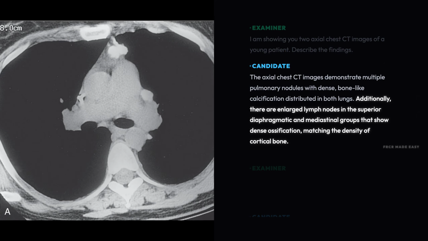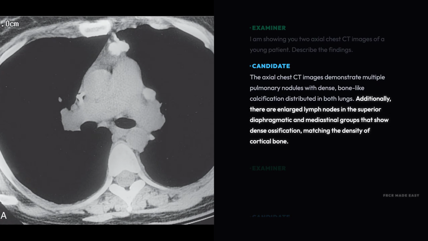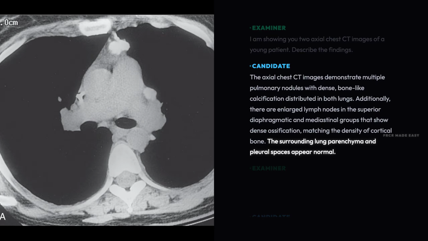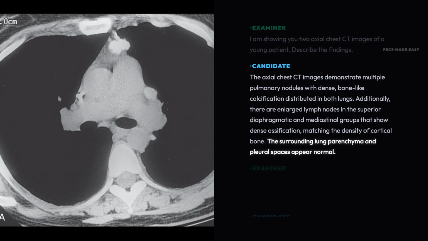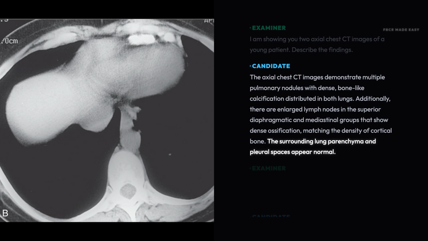Additionally, there are enlarged lymph nodes in the superior diaphragmatic and mediastinal groups that show dense ossification, matching the density of cortical bone. The surrounding lung parenchyma and pleural spaces appear normal.